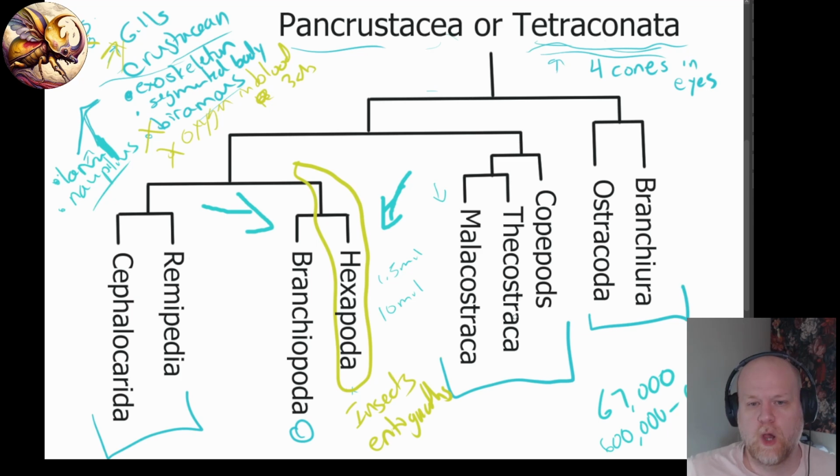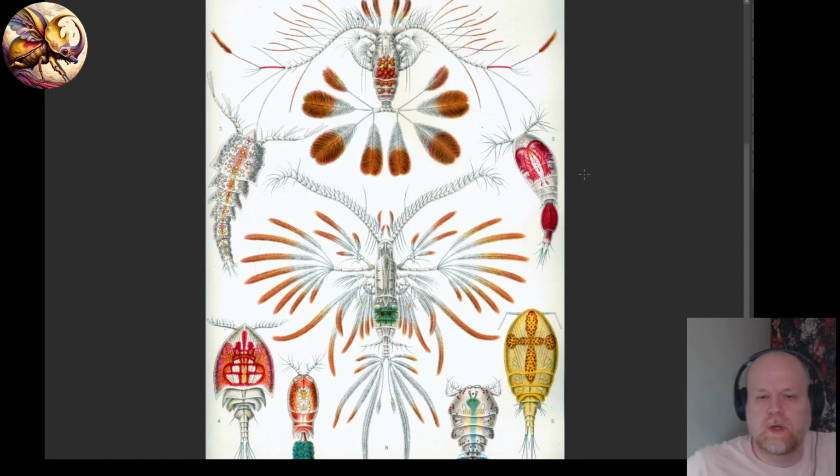The next group are the copepods, and this is probably one of my favorite groups because they're so colorful. This is a drawing from Ernst Haeckel, and he had a number of books in the early 1900s, Art Forms in Nature, and he illustrated a lot of deep sea creatures. The copepods are very, very small crustaceans that generally live in saltwater and freshwater, swimming around in the water column.